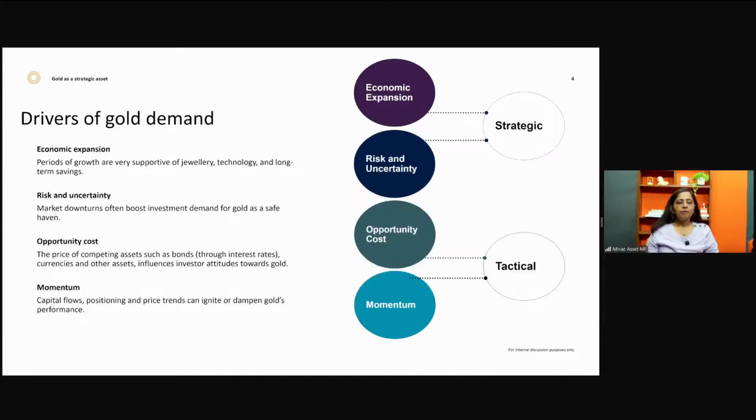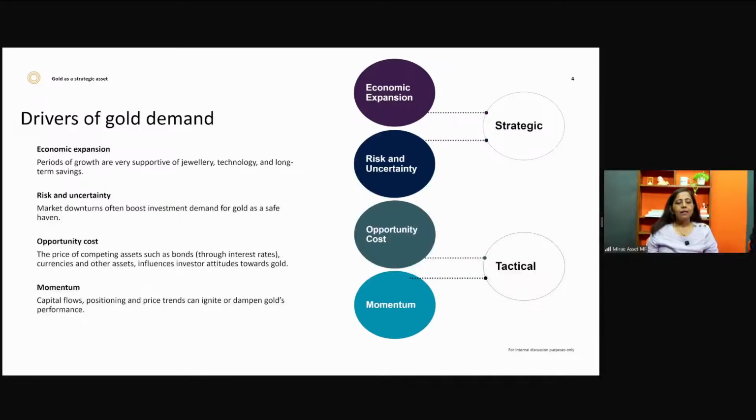Within strategic, we've seen that economic expansion and periods of growth are very supportive for jewelry, technology, and long-term savings, thus driving demand into these avenues. Risk and uncertainty also play a big role in the demand for gold. Whether it's geopolitical risks or systemic risks, they lead people to move to gold away from other asset classes. Market downturns typically boost the investment demand for gold as a safe haven.